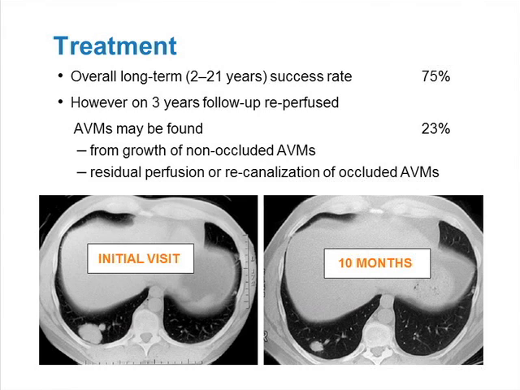However, we have seen these AVMs can reperfuse, so they can recanalize, and up to a quarter of these can recanalize. So in other words, follow-up is needed. And the recanalization either occurs from growth of non-occluded vessels that go to it, or from reperfusion or recanalization of these occluded AVMs. As you can see on the scan here, the patient has an AVM on the initial visit. After coiling, 10 months later, it still remains down.